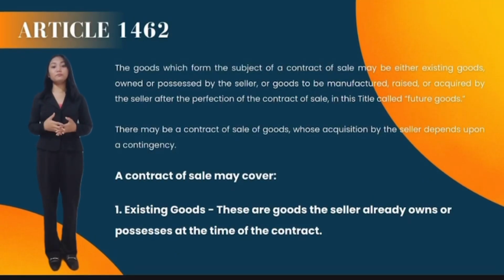In this part of the law, Article 1462 tells us what kinds of goods can be sold under a contract of sale. The law allows both existing goods and future goods to be the object of the contract. First, existing goods are those that the seller already has. This is the most common and straightforward kind of sale, when I sell you something I already own or physically have. Examples of this are a second-hand laptop, furniture already in stock, and a car currently in the seller's garage.